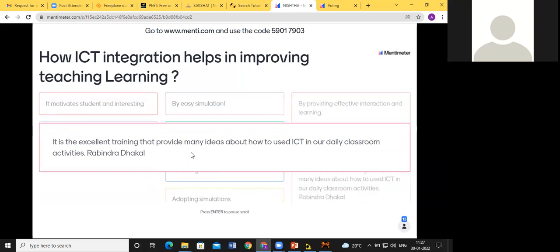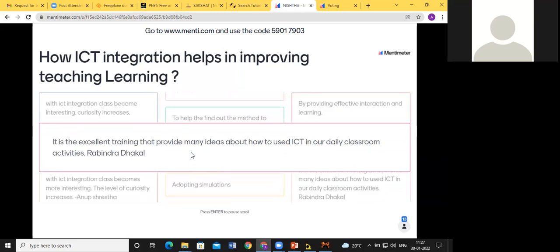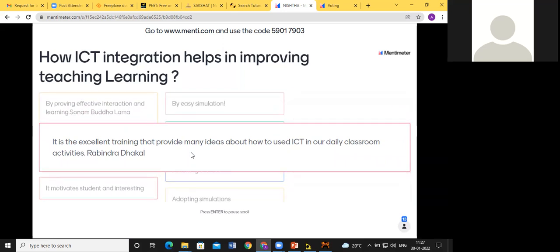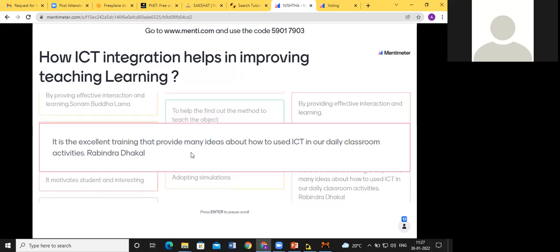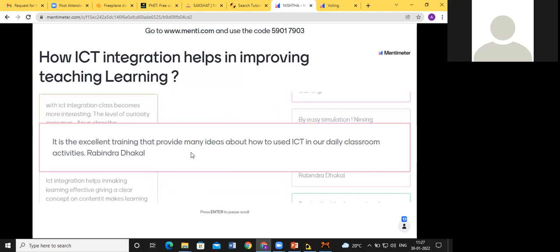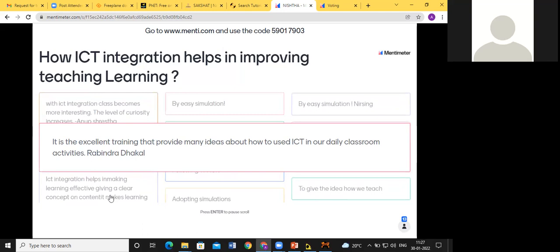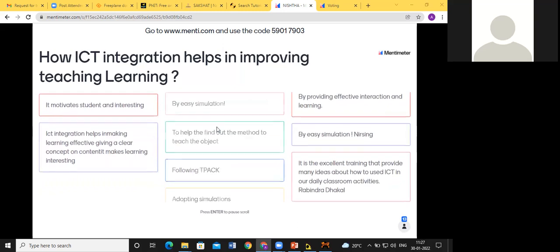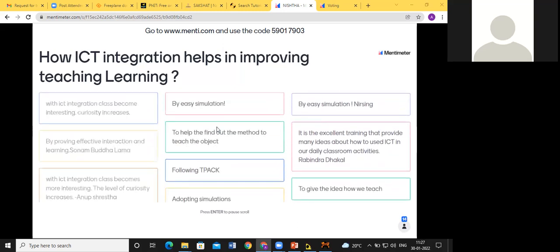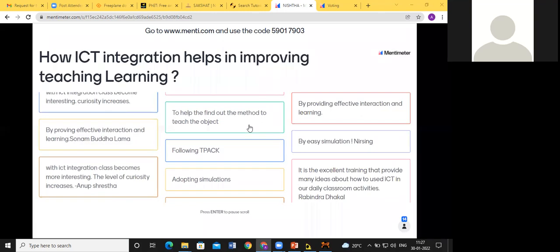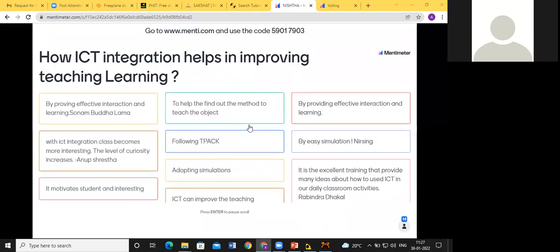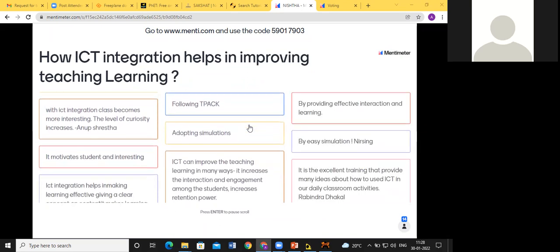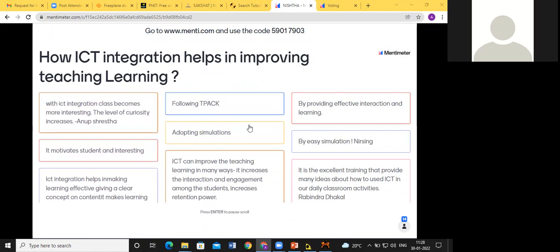What I used to do is never take my students to the computer lab. Why? Because the computer teacher will not allow me, or I don't know what to do there. So what can I use in my teaching and learning? Anybody? Can I use it in my teaching and learning? How can I use it? Please.